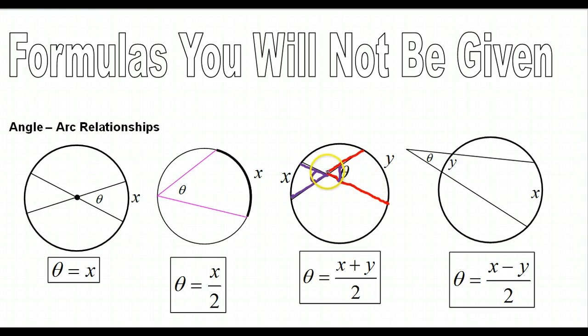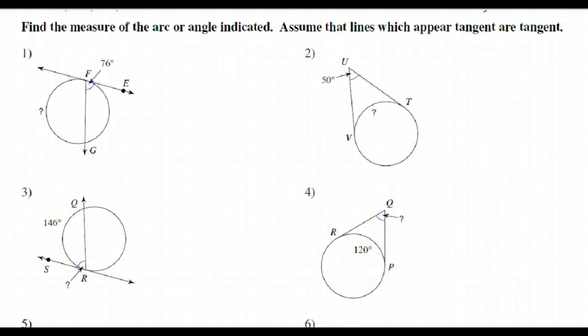But if the angle has its vertex that's not on the edge or the center, but it's inside the circle like this, then the angle is the average of the two arcs. Arc plus arc divided by 2. And finally, if the vertex is outside the circle, then the angle is the big arc minus the small arc divided by 2. Okay, it's the big arc minus the small arc divided by 2. You just have to memorize these four relationships and watch how they show up throughout this lesson.